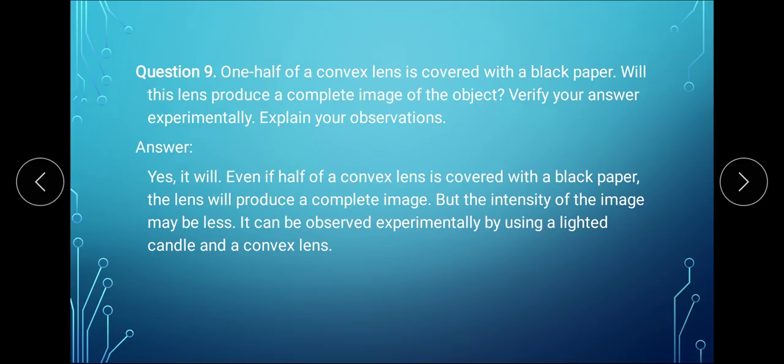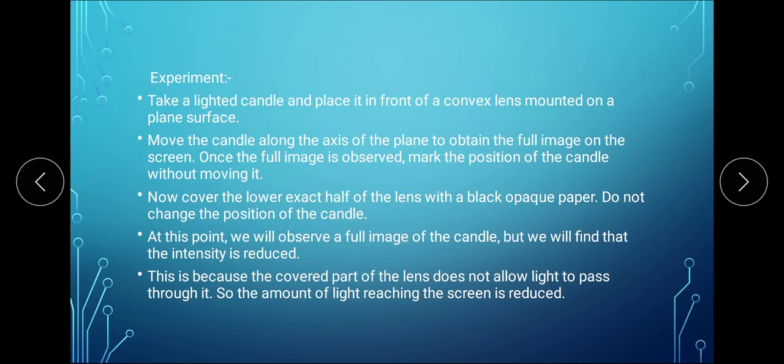However, when half of the lens is covered with black paper, its aperture will reduce. Therefore, the brightness of the image formed will also reduce because brightness or intensity of image depends on aperture. Therefore, a complete image will be formed when the lens is half covered with black paper, although the image formed will be less bright than the image formed by the complete lens. And we can experimentally verify it using a lighted candle and a convex lens.